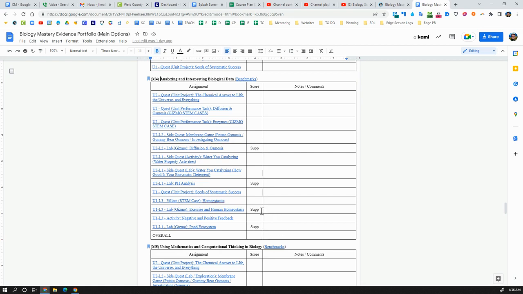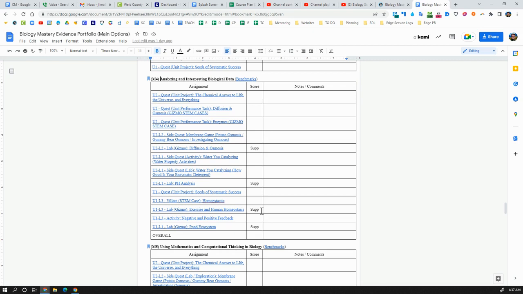Notice that some of them can only count as supporting evidence, which means they can only count together with others. They don't count by themselves. They can't be the only evidence, right? But as long as you have other pieces of evidence, they can add to the evidence. So if you have three, they can count as a fourth, right? And that's kind of the idea to actually support you on getting that evidence that you need in order to score well.